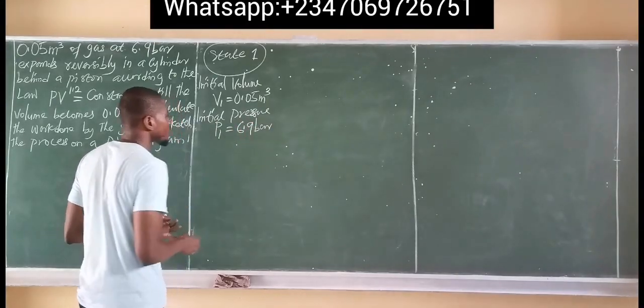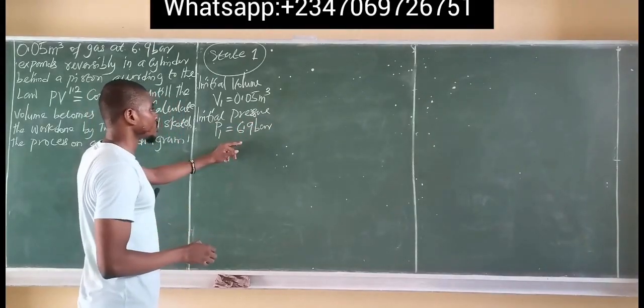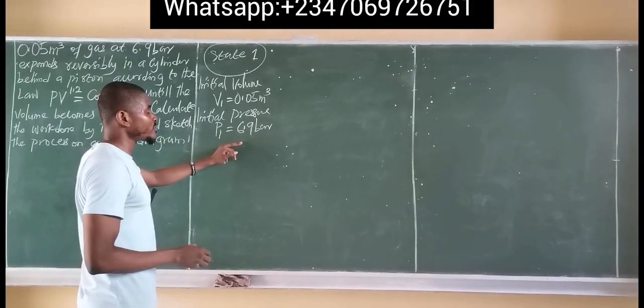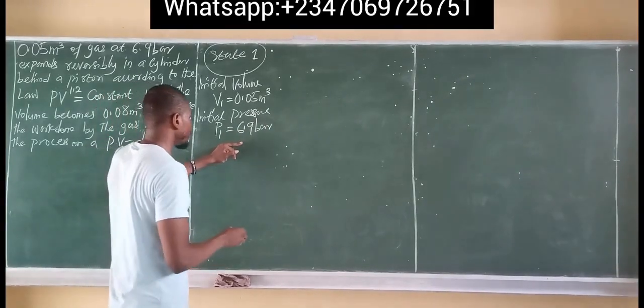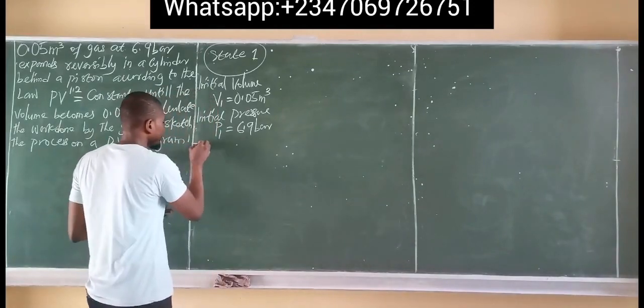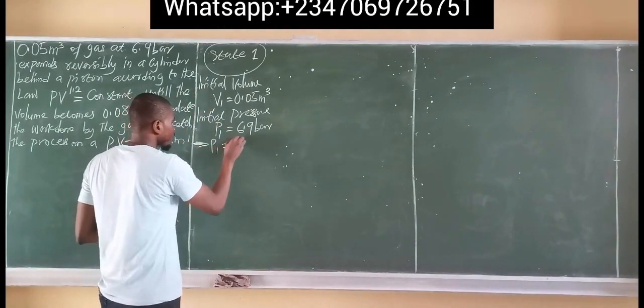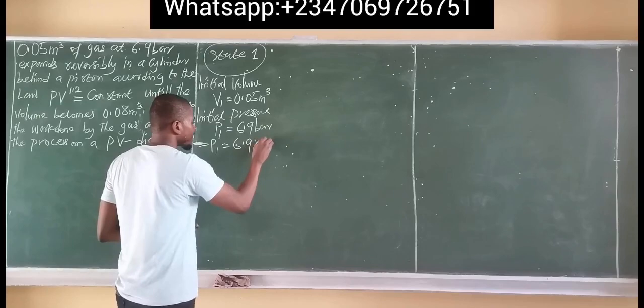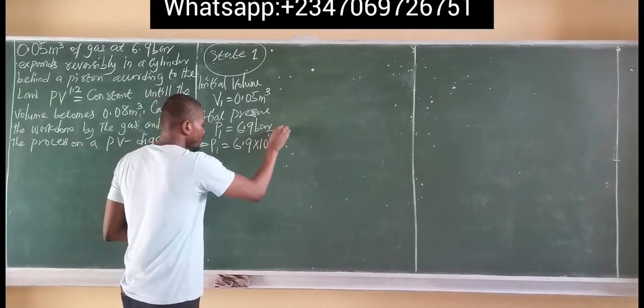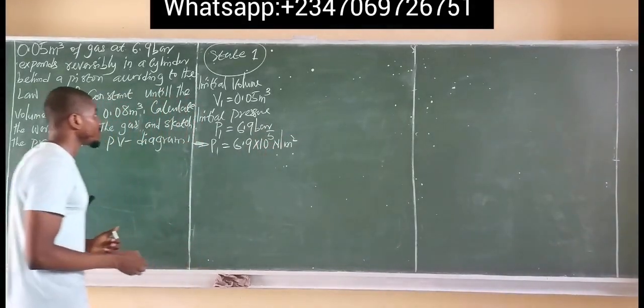So it is important for you to always convert your pressure to the main unit of pressure, which is Newton per meter square. So 6.9 bar is the same thing as saying that pressure P1 is equal to 6.9 multiplied by 10 to the power of 5 in newtons per meter squared, or in pascals.